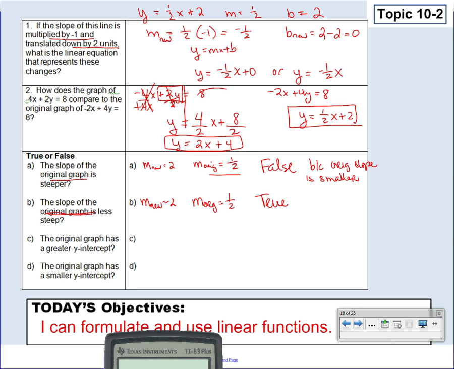The original graph has a greater y-intercept. So I'm looking at the y-intercepts. My y-intercept for the new one is 4. My y-intercept for the original is 2. So is my original greater? This is false. D, the original graph has a smaller y-intercept. Again, the new y-intercept is 4. The original y-intercept is 2. So is the original y-intercept smaller? This is true.